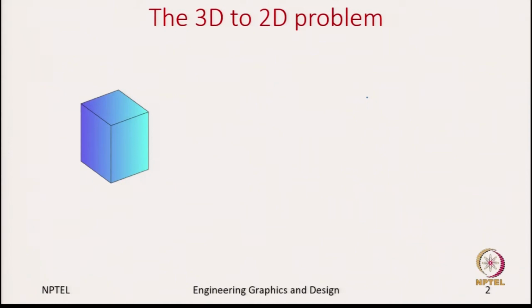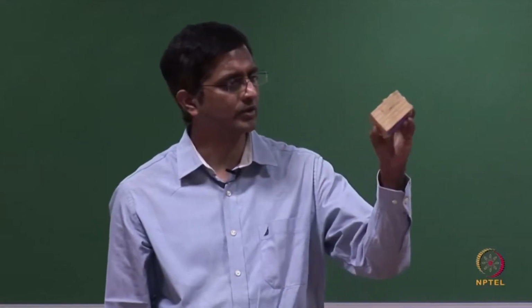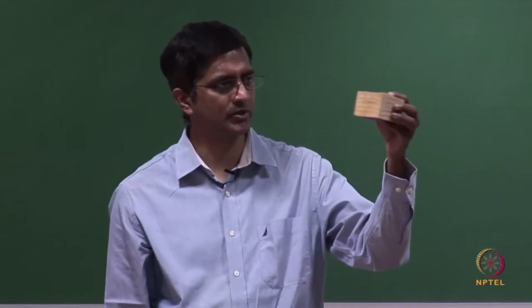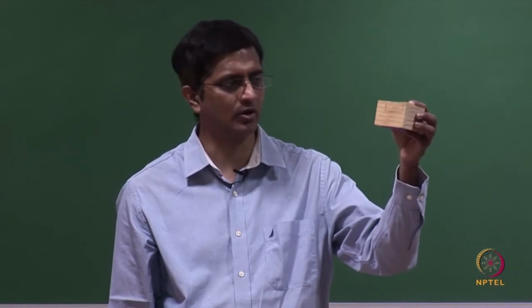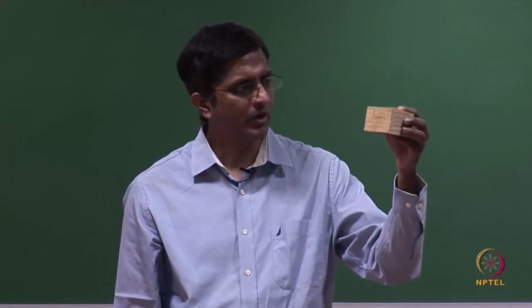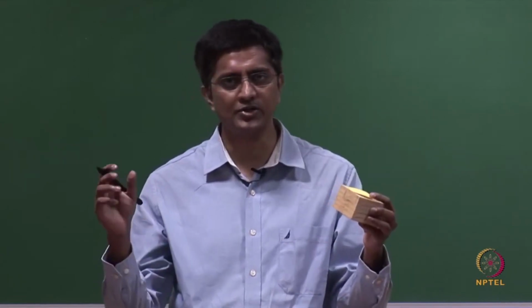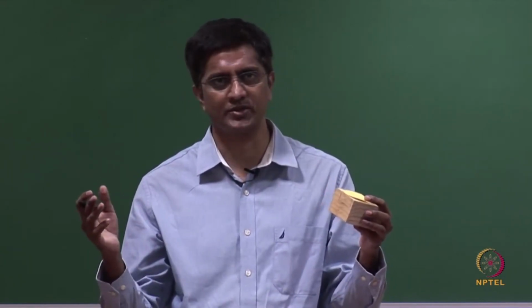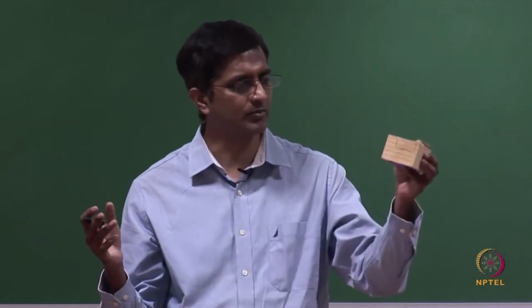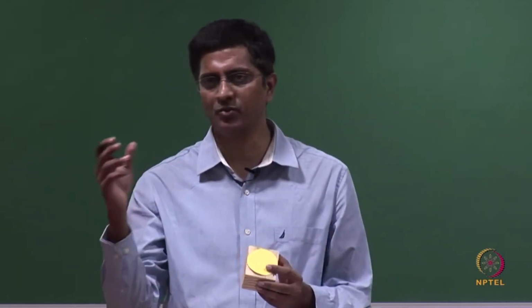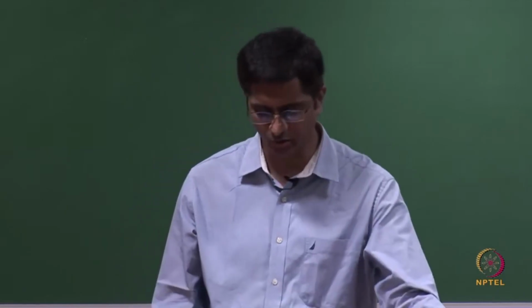So, we start with solving a problem which is essential to make an engineering drawing, which is the 3D to 2D problem. Here when we look at an object, we are looking at this object in the 3D space. So, which means the object is a 3-dimensional object. But we want to draw it on a sheet of paper, which is a 2-dimensional space. That is why we need to move the object in 3D space into a 2D space. How do we do it?